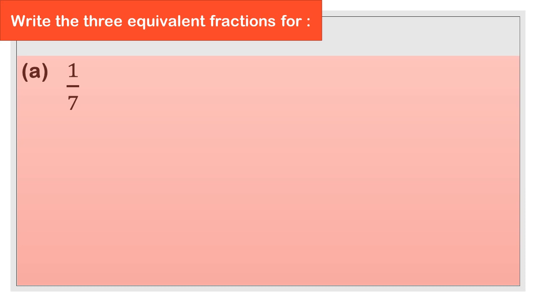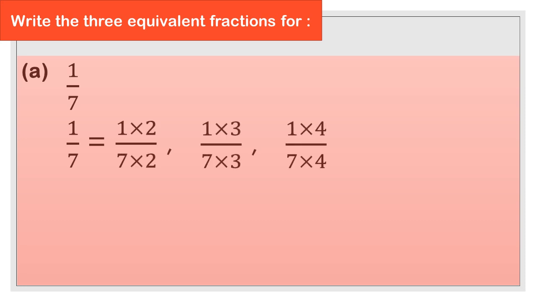But if we multiply with a smaller number, we get the equivalent fraction easily. Let's first multiply numerator and denominator by the smaller number 2, then 3 and then 4. Do the multiplication. 1 2s are 2 and 7 2s are 14. So the first equivalent fraction is 2 upon 14.